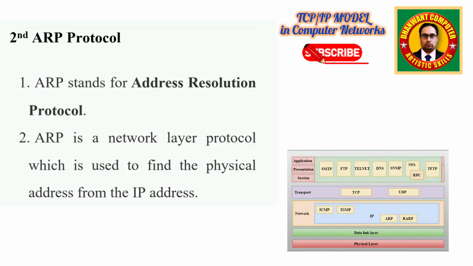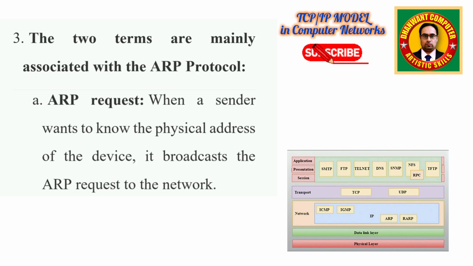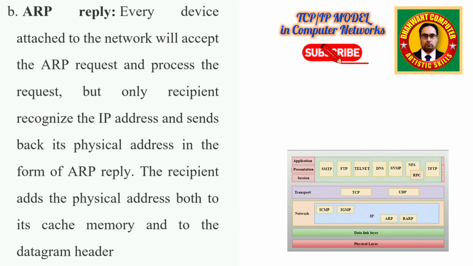Second, ARP protocol. 1. ARP stands for Address Resolution Protocol. 2. ARP is a network layer protocol which is used to find the physical address from the IP address. 3. Two terms are mainly associated with the ARP protocol. A. ARP request. When a sender wants to know the physical address of a device, it broadcasts the ARP request to the network. B. ARP reply.